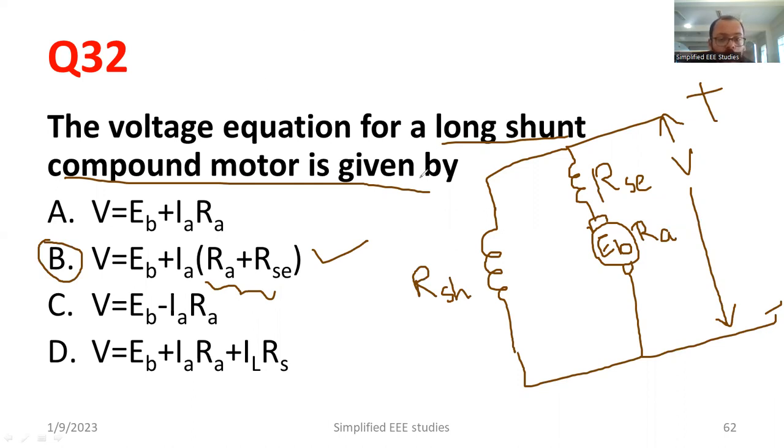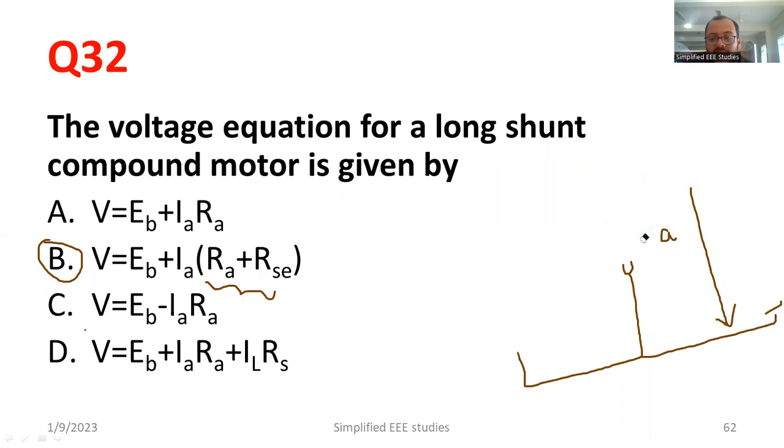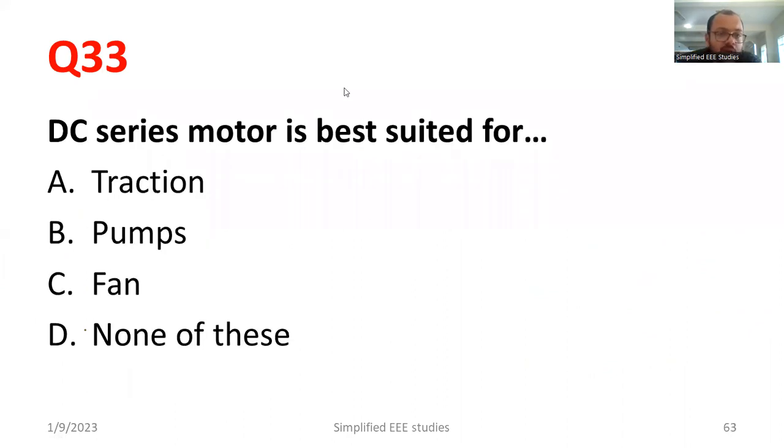When it comes to short shunt, you could have selected option D, but I'll be talking about long shunt only. Fine. So please go through what a compound wound motor is, what back EMF is, the significance of back EMF, and the relation between terminal voltage and back EMF. Those things are important.